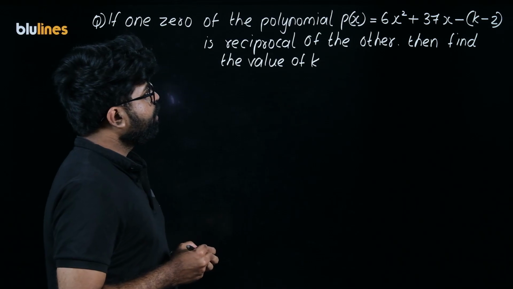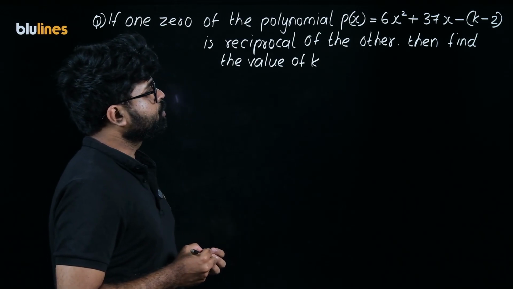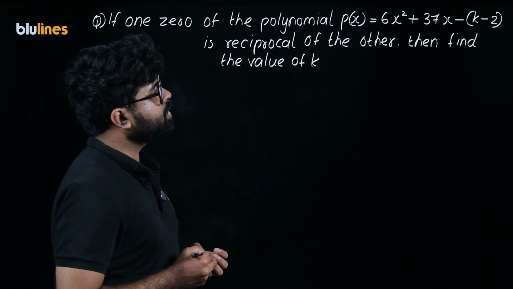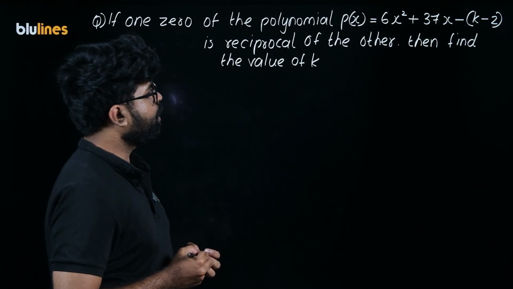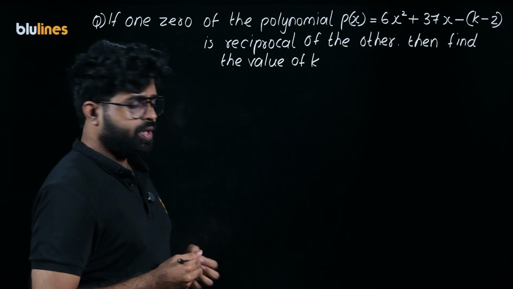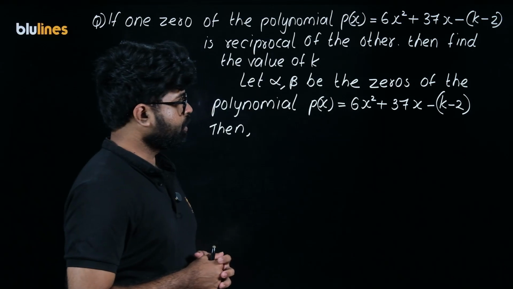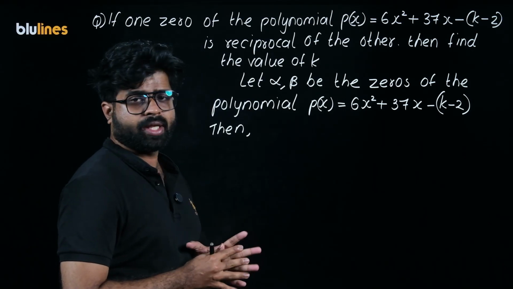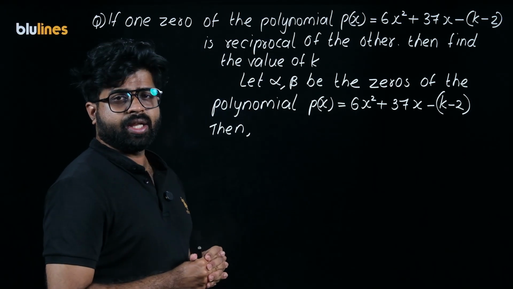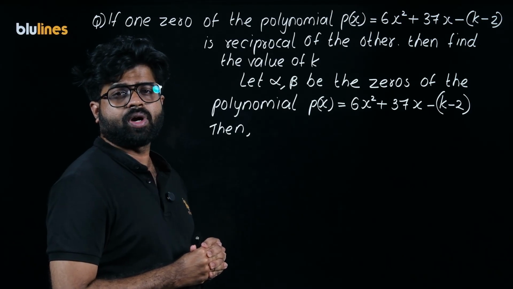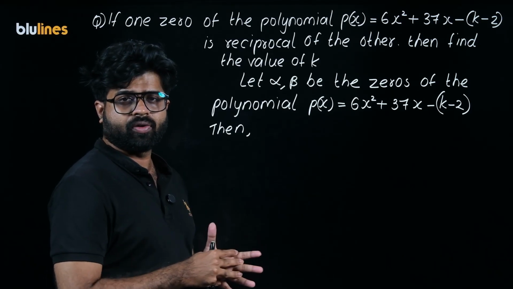If one zero of the polynomial p of x equals 6x squared plus 37x minus k minus 2 is the reciprocal of the other, then find the value of k. So we have p of x equals 6x squared plus 37x minus k minus 2. It is given that if one root is alpha, then the other root is 1 over alpha, because one root is a reciprocal of the other.